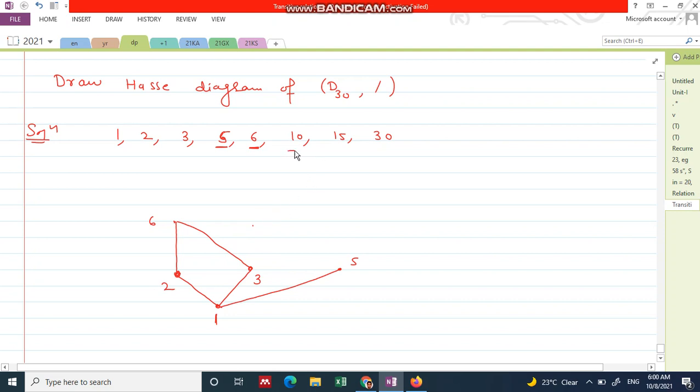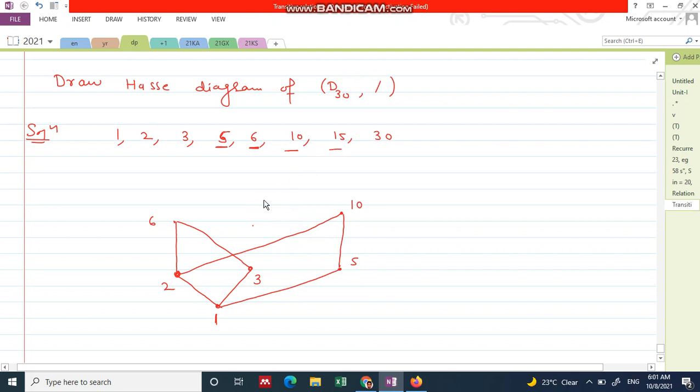The next element is 10. Here we write 10. 5 divides 10, but 2 also divides 10. 6 does not divide 10, and 3 does not divide 10. So that is why there is no connecting line between those elements.